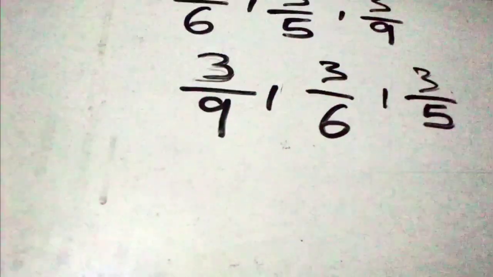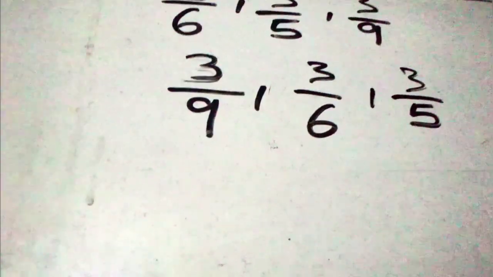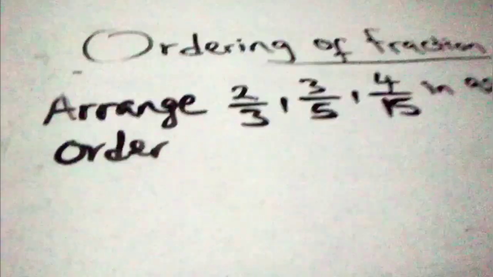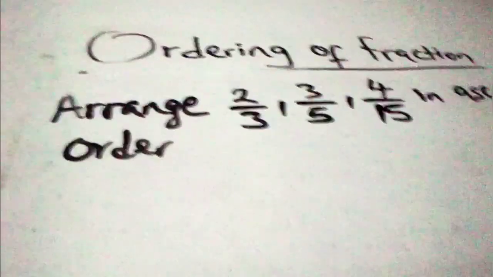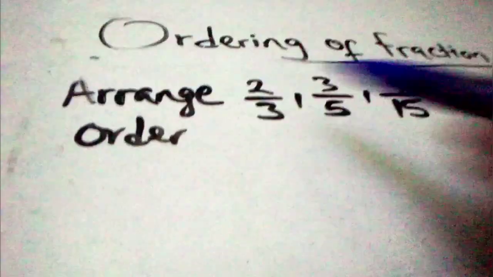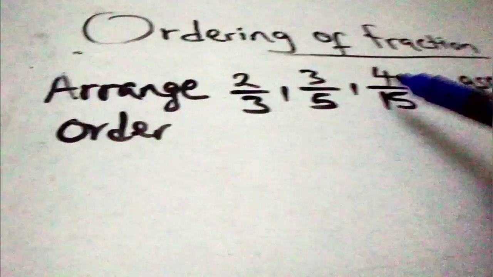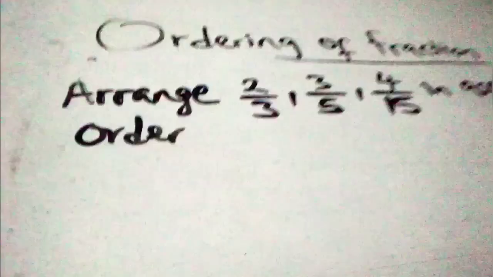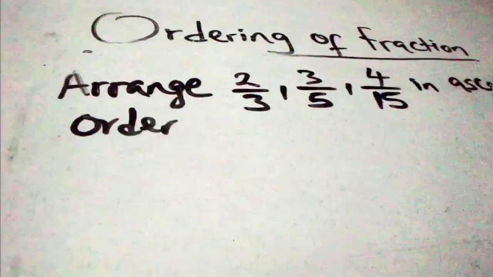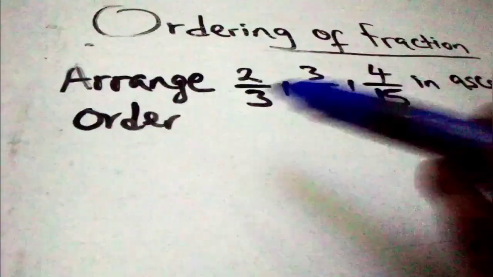So let's take a look at the third method in ordering fractions. The next method of ordering fractions is for fractions with different denominators. In this case, we have 2 over 3, 3 over 5, 4 over 15. They have different denominators. For us to find out the bigger or the smaller one, what you have to do is convert them to their equivalent fractions.